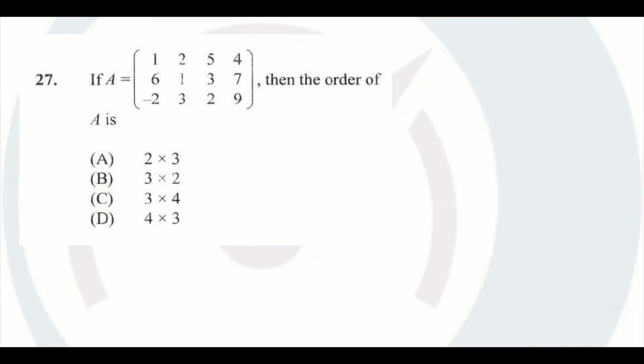Question 27. If A is the matrix you can see there, it's a very long matrix. Then the order of A is, and we do the order of the matrix in the form of row by column. So how many rows do we have? 1, 2, 3 rows, and we have 1, 2, 3, 4 columns. So it's a 3 by 4, so our answer is going to be C.